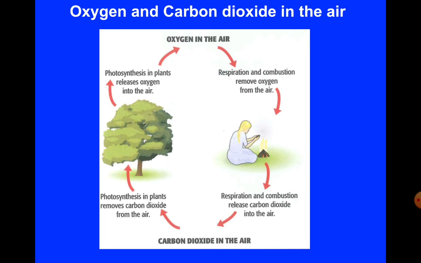Well, the plants, they take up the carbon dioxide, they release the oxygen in the air. What do we do with the air? The oxygen, we are using it for respiration, for combustion. So that means the oxygen is removed from the air. And respiration and combustion again releases carbon dioxide in the air, and this carbon dioxide is again taken up by the plants for the photosynthesis. Okay.